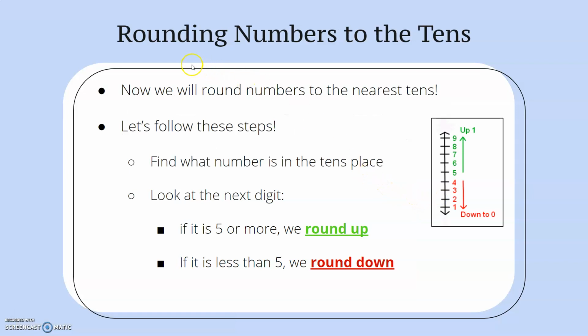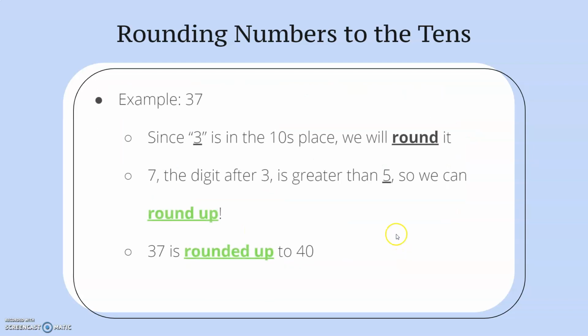So we'll be rounding numbers to the tens. You do the same thing. You look at the number in the tens place and look at the next digit. If it's 5 or more, we round up. If it's less than 5, we round down. So here's a quick example. 37. 3 is in the tens place, and the next digit is 7. And 7 is greater than 5, so we round up. So we round 37 up to 40.